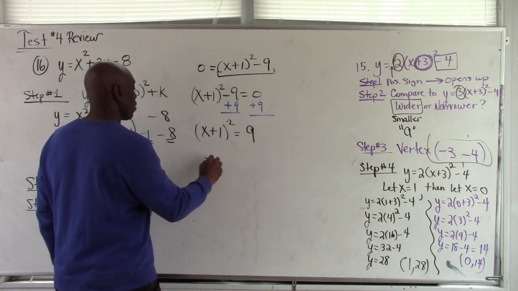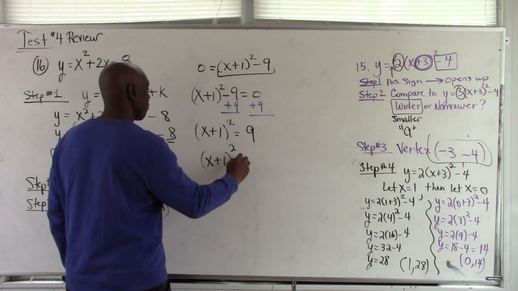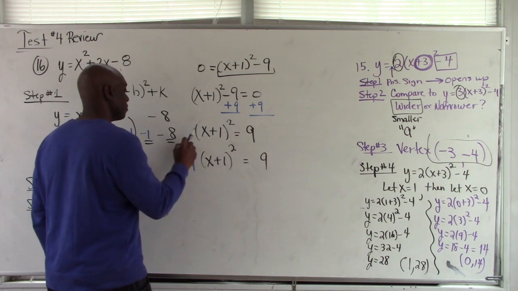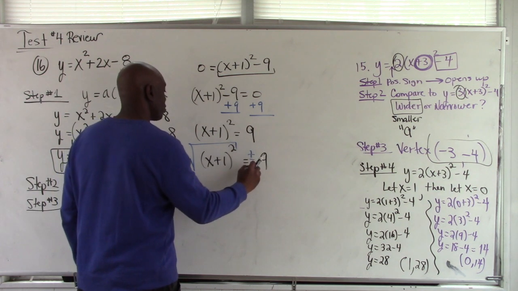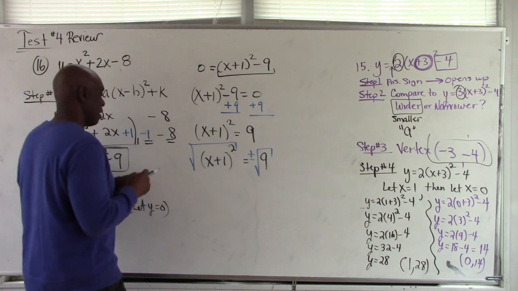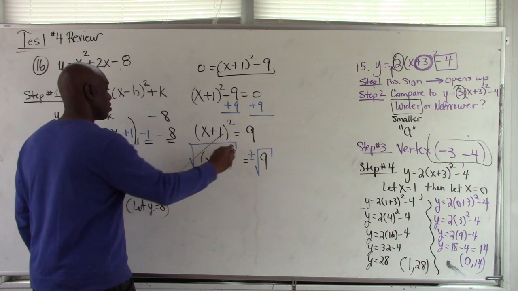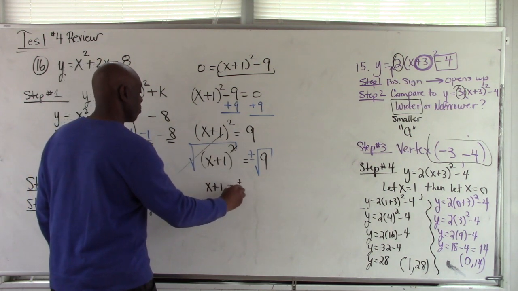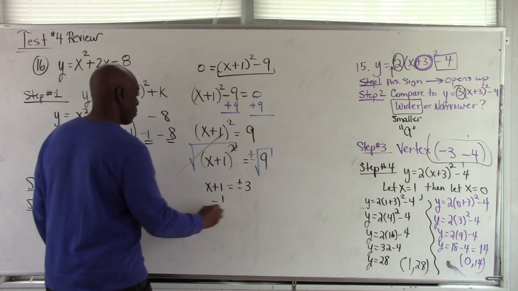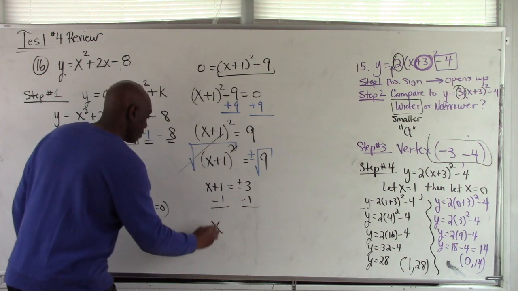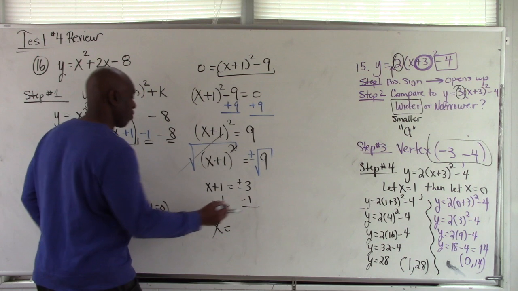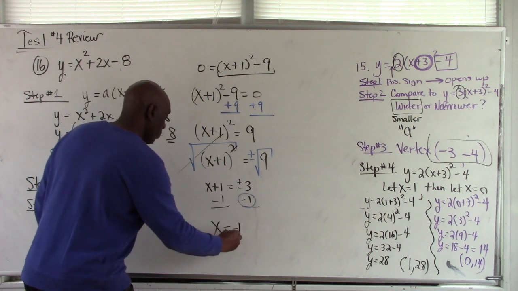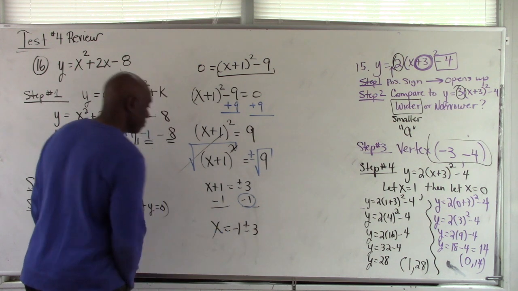And now go square root method. Take the square root of the left side plus or minus the square root of the right. The square root symbol and the square cancel, so I have x plus 1 equals plus or minus 3. Subtract 1 from both sides. So x equal, again, remember to write this first. Write the minus 1 first. Negative 1 plus or minus 3.